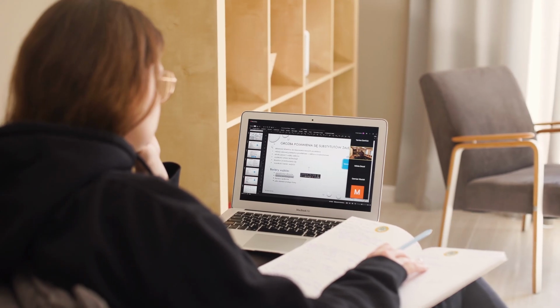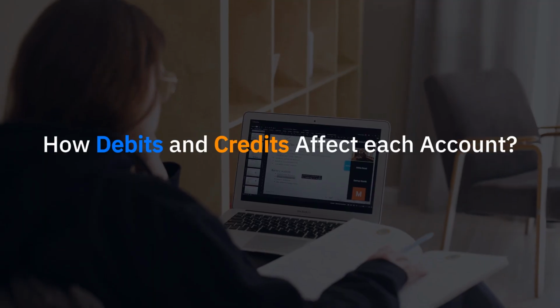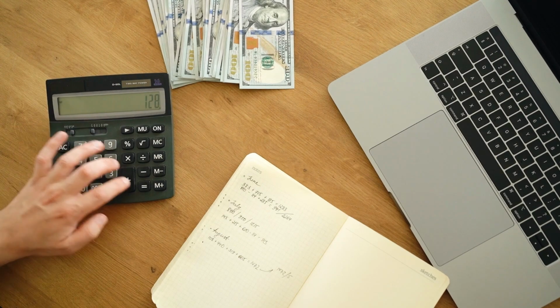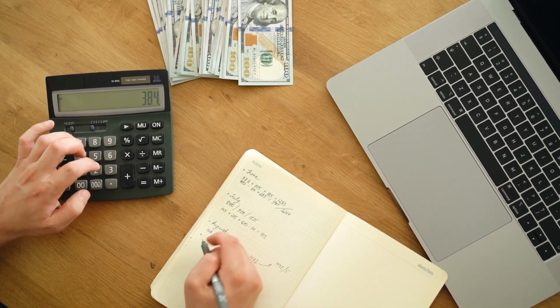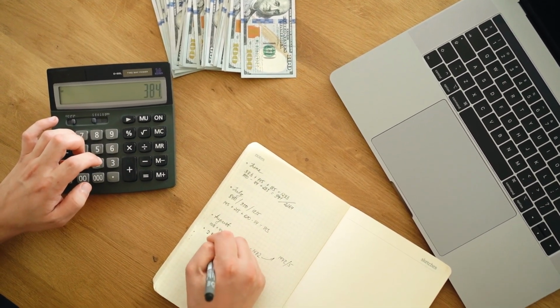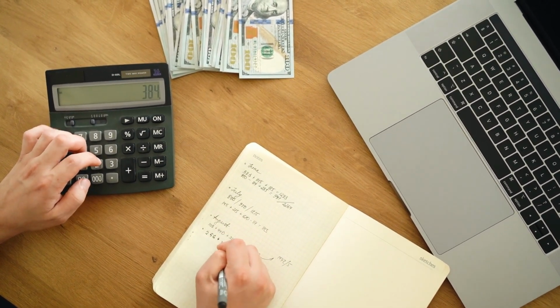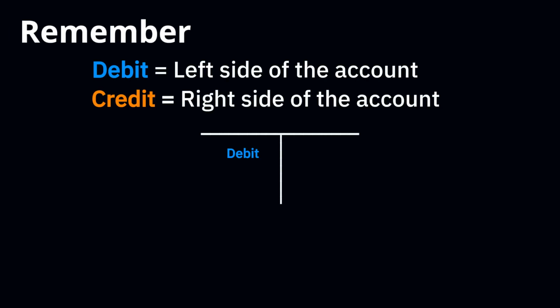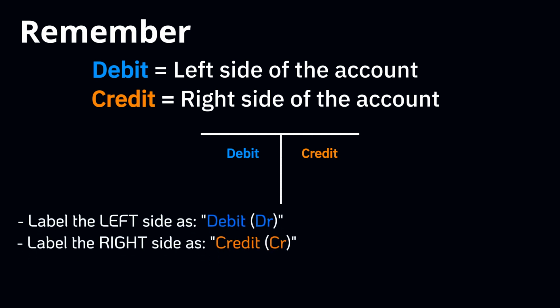Now that we know the 5 main types of accounts, let's talk about how debits and credits affect each account. This part is very important because understanding this will help you record any transaction correctly using double entry accounting. First, remember, debits are entries made on the left side and credits are entries made on the right side. But what really matters is what they do to each type of account. So, let's go through them one by one.